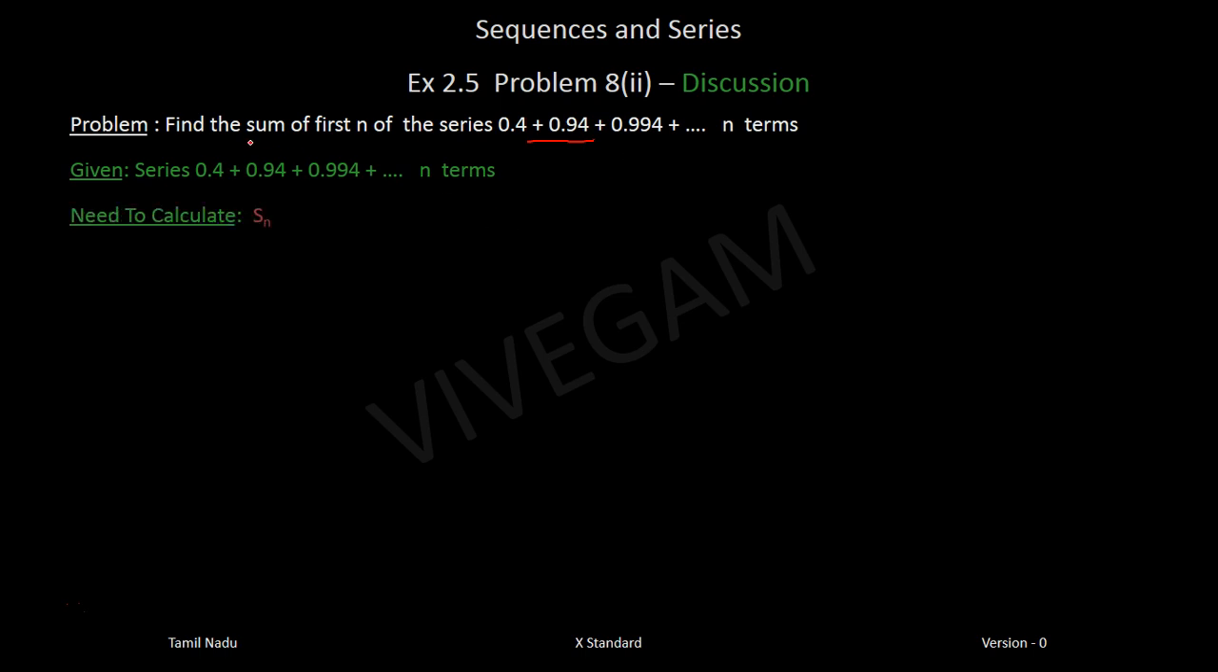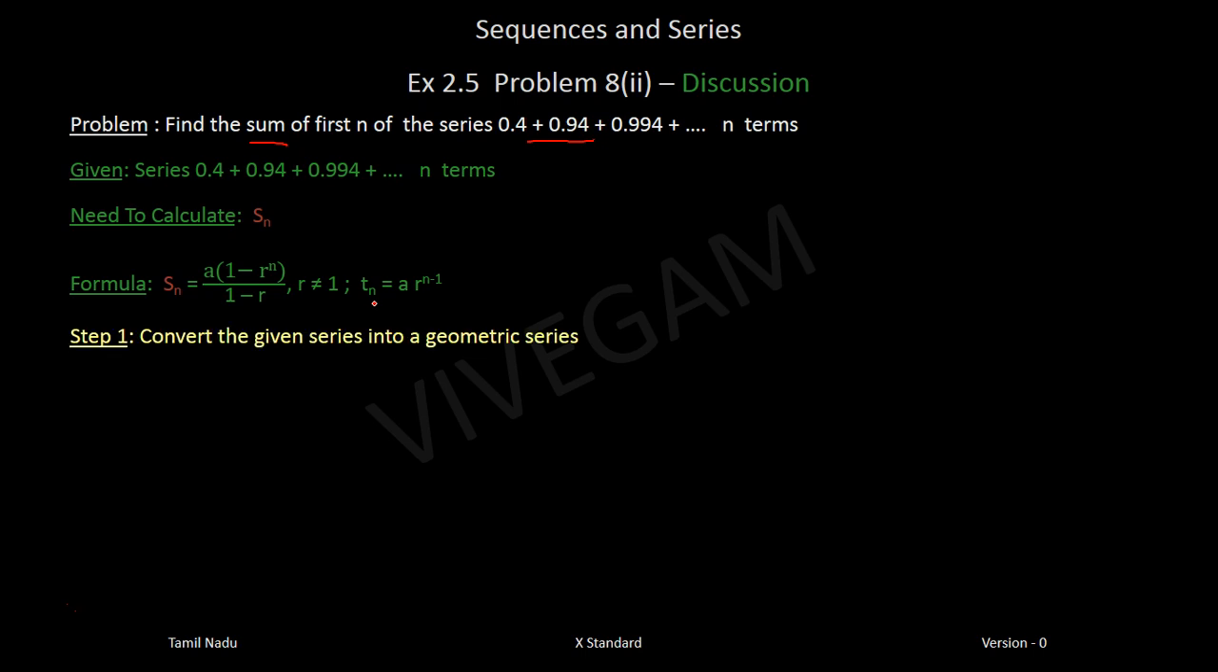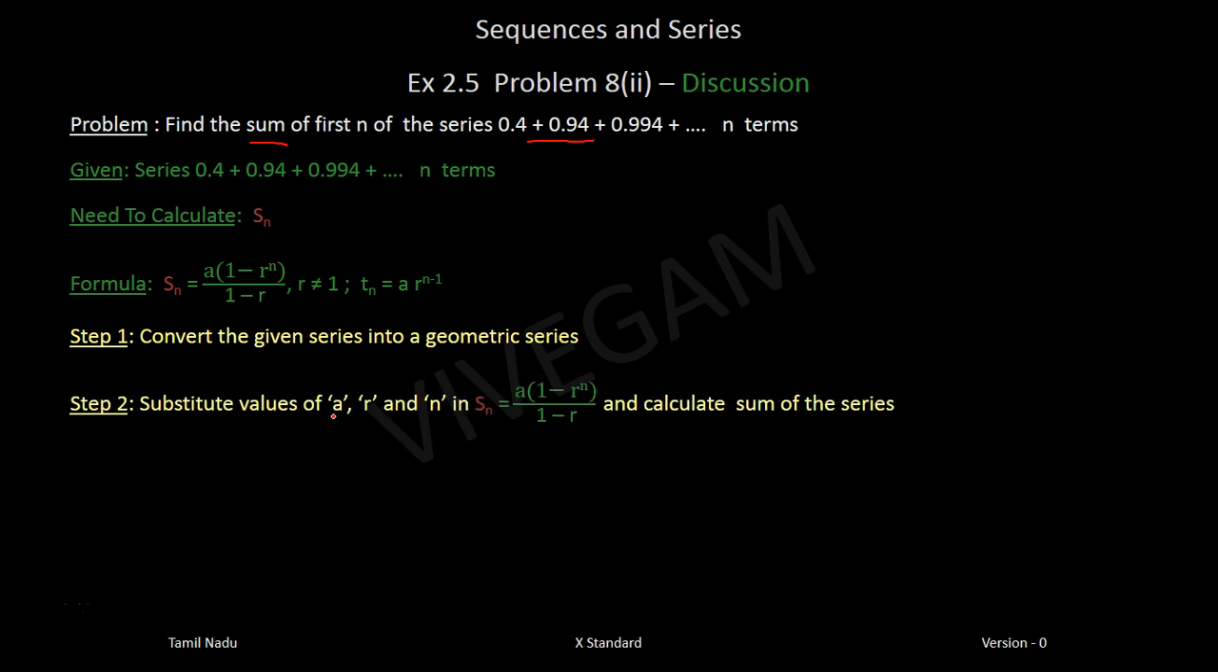We are asked to find the sum. The formula for that is this, but anyway, none of this will be of use as of now. So the first step is we need to convert the given series into a geometric series. Then identify a, r and n, and substitute the values of a, r. I think n you will not be able to find. We have to write everything in terms of n. That's what we did in the previous problem. Substitute the values of a, r in this equation and you will be able to get the sum.